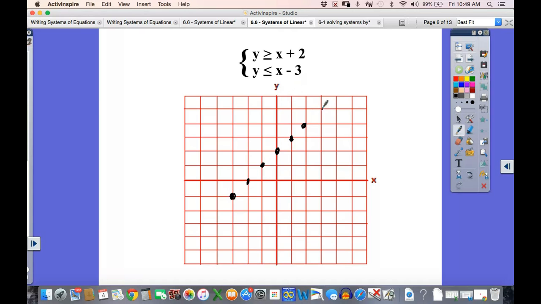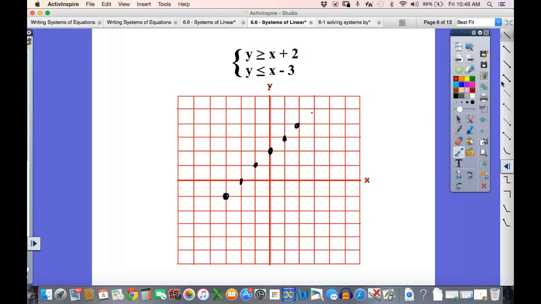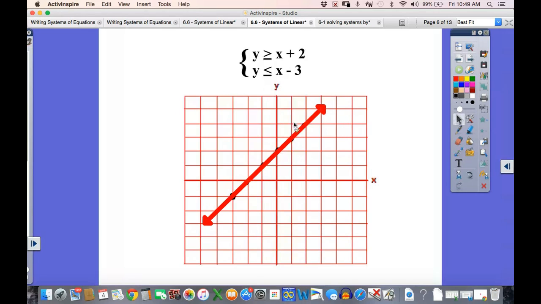So we have a solid line. I'm going to cheat. All right, so we have a solid line because it's equal to, and we will shade above the line because it's greater than. So we shade above the line. It's a color we haven't picked yet. Let's pick brown. Shade above the line.